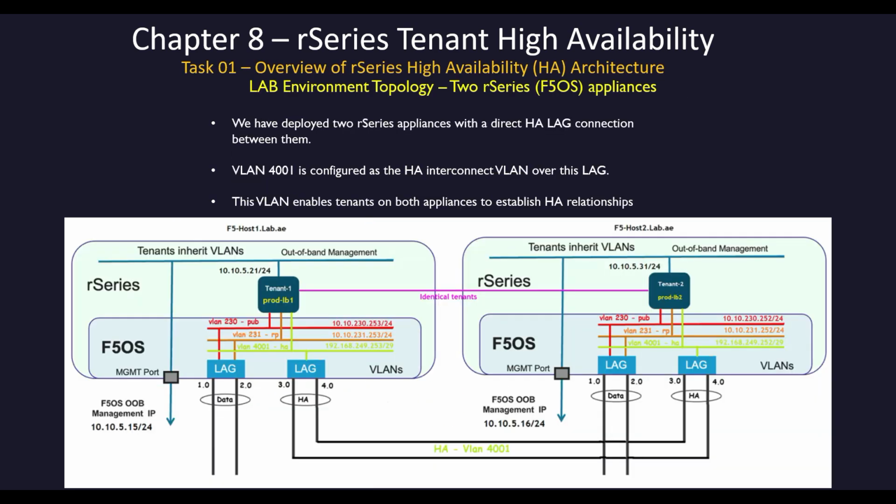In our lab environment, we have deployed two rSeries appliances with a direct HA LAG connection between them. VLAN 4001 is configured as the HA interconnect VLAN over this LAG. This VLAN enables tenants on both appliances to establish HA relationship. Alright, this gives you a practical understanding of how HA works in rSeries appliances.